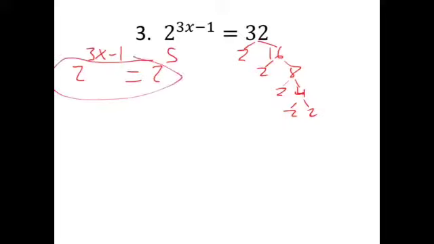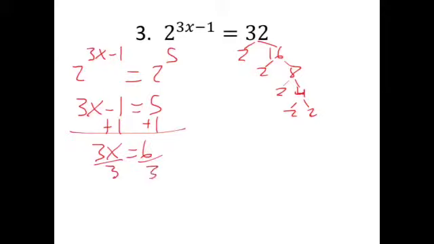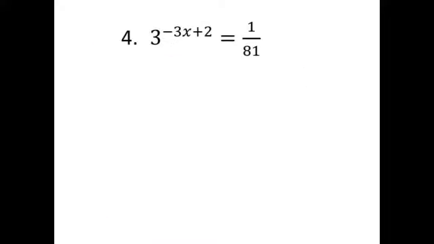So now our bases are the same, and so we can set our exponents equal to each other because they have to be the same. 3x minus 1 equals 5, and now it's just a matter of getting my x all by itself, so I'm going to add 1 to both sides to get rid of the non-x term. 3x equals 6, and divide by 3, and we get the same answer as the previous one, x equals 2.